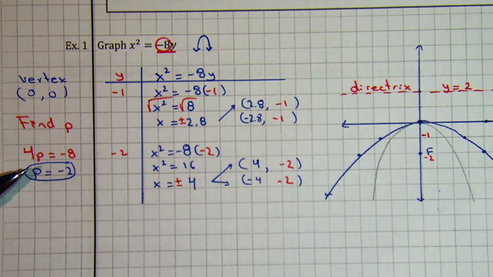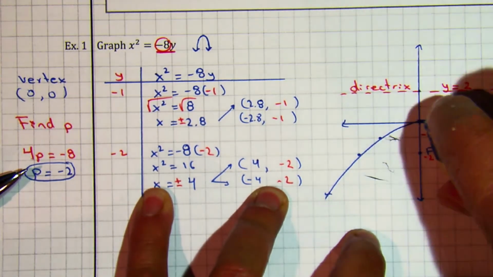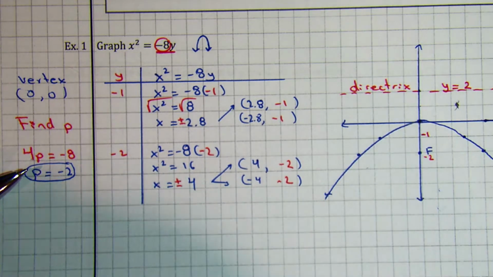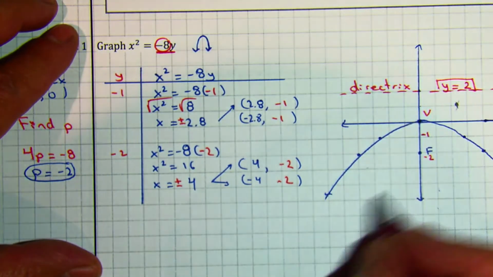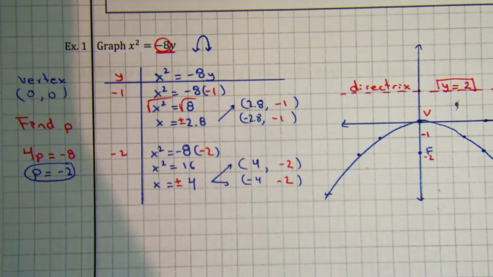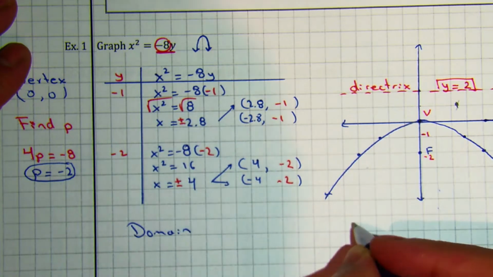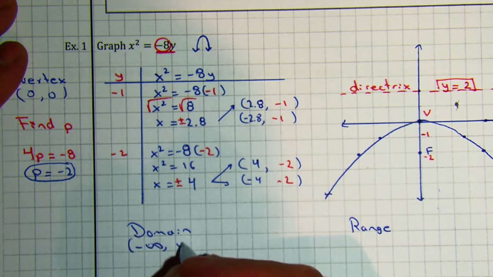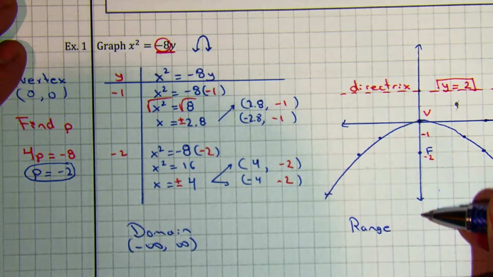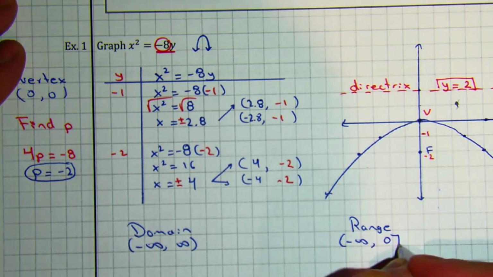I'll go back and erase my sketch. Let me make sure that I label my vertex, I label my directrix, I wrote down the equation for my directrix, I label my focus. And the last thing will be my domain and my range. My domain will be all real numbers, and my range will be from negative infinity all the way up to 0, including 0, so I will use a bracket.